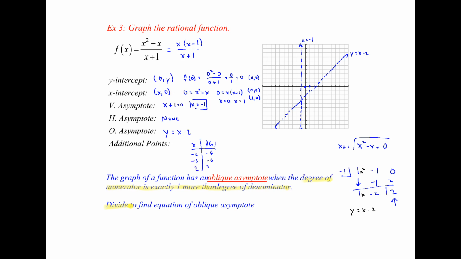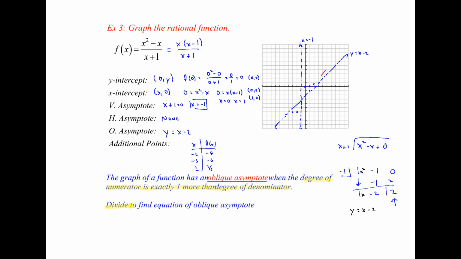And then 2 has an output of 2/3. So if I plot those, negative 2 is at negative 6. 1, 2, 3, 4, 5, 6. Negative 3 is also at negative 6. And then 2 is at 2/3. So once again, just do the best you can based on that information.